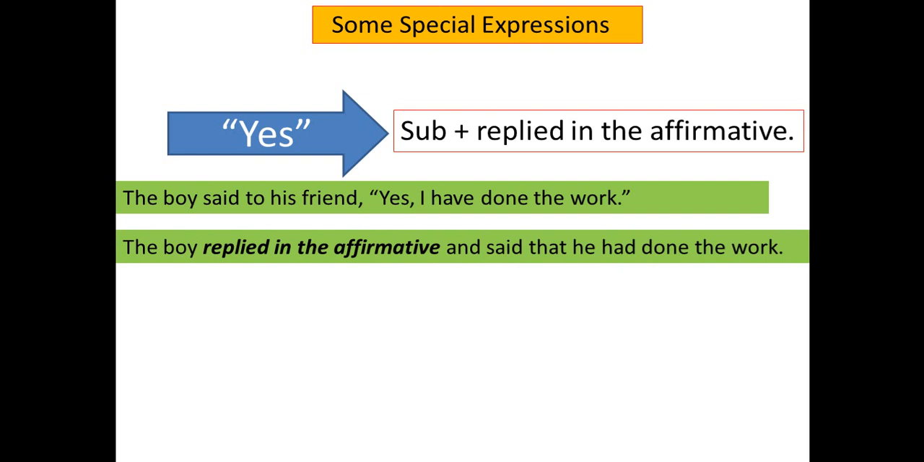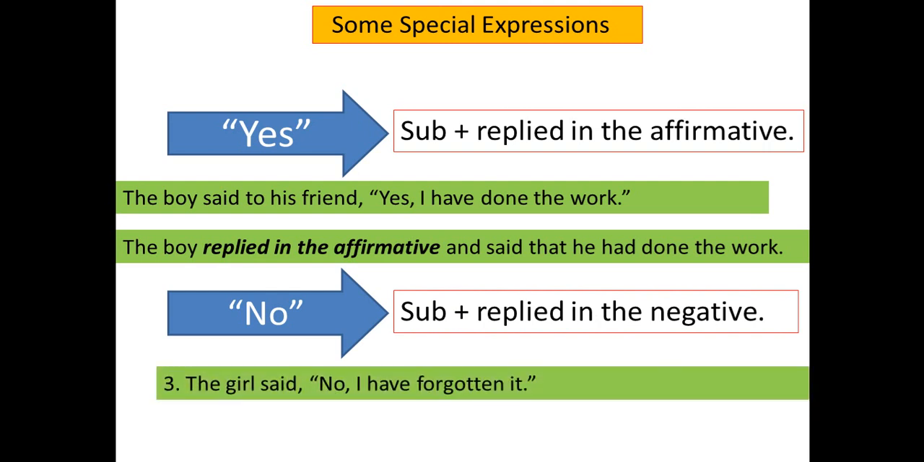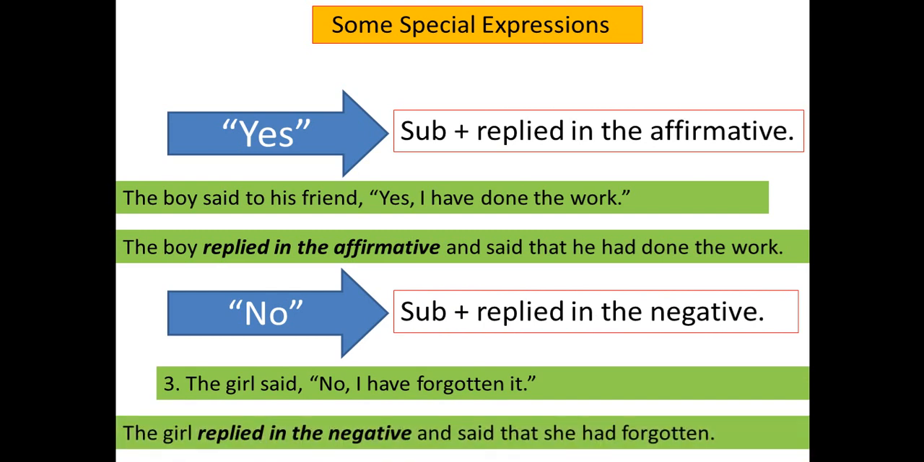Okay, so move on. Now if it is no, it will be changed into this: subject plus replied in the negative. And let's look at the example. The girl said, no, I have forgotten it. And what about the indirect one? The girl replied in the negative and said that she had forgotten. Okay, so it's clear, I think. So let's go ahead.